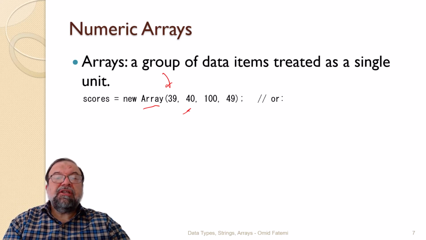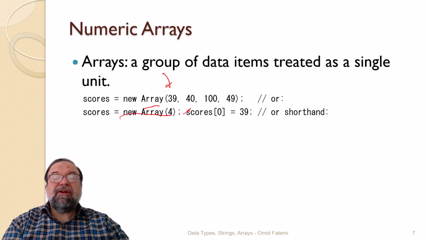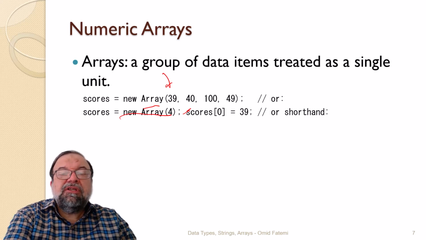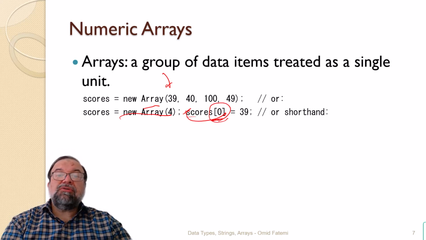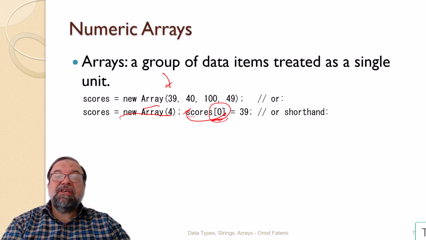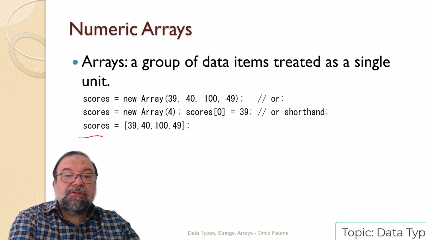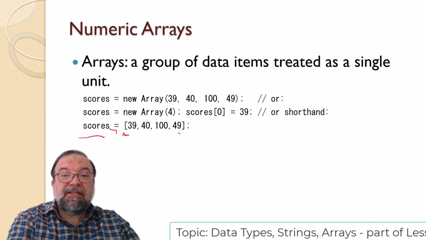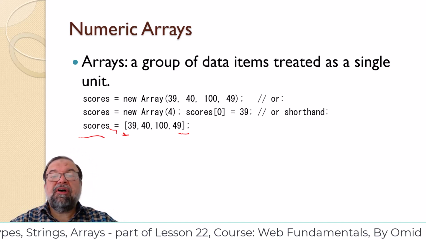Or we could create the array in this way. For example, we say scores is new Array(4), which means that the array should have 4 elements, and then we define each element. The elements are indicated with square brackets, and then we say scores[0], so it means that the first element of scores gets 39. Or you could use the shorthand format like this: scores gets a left square bracket, and at the end a right square bracket, and then the numbers, separated by commas.